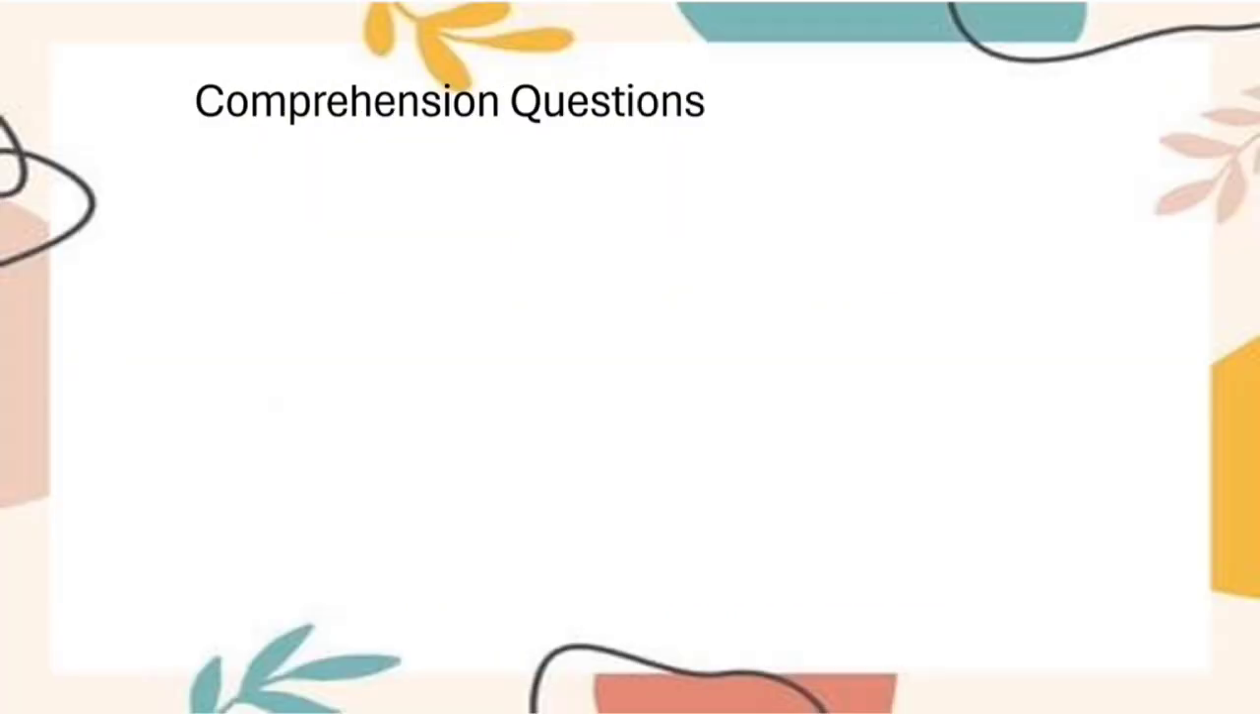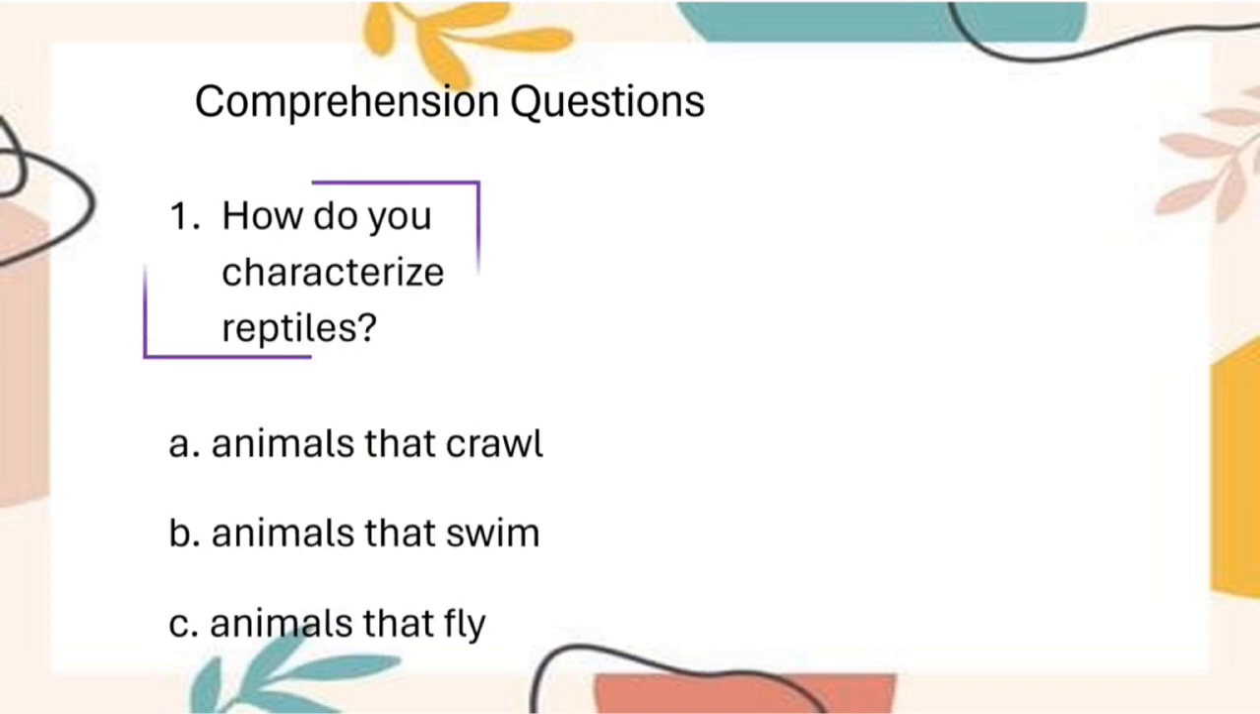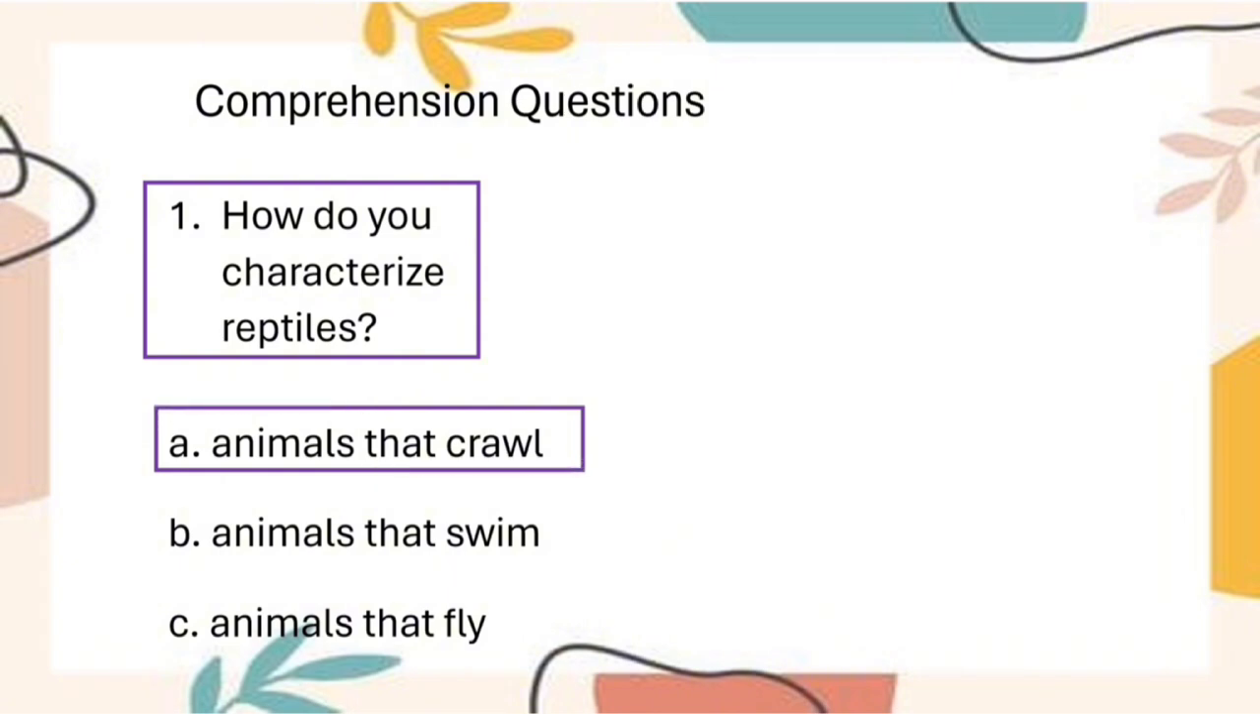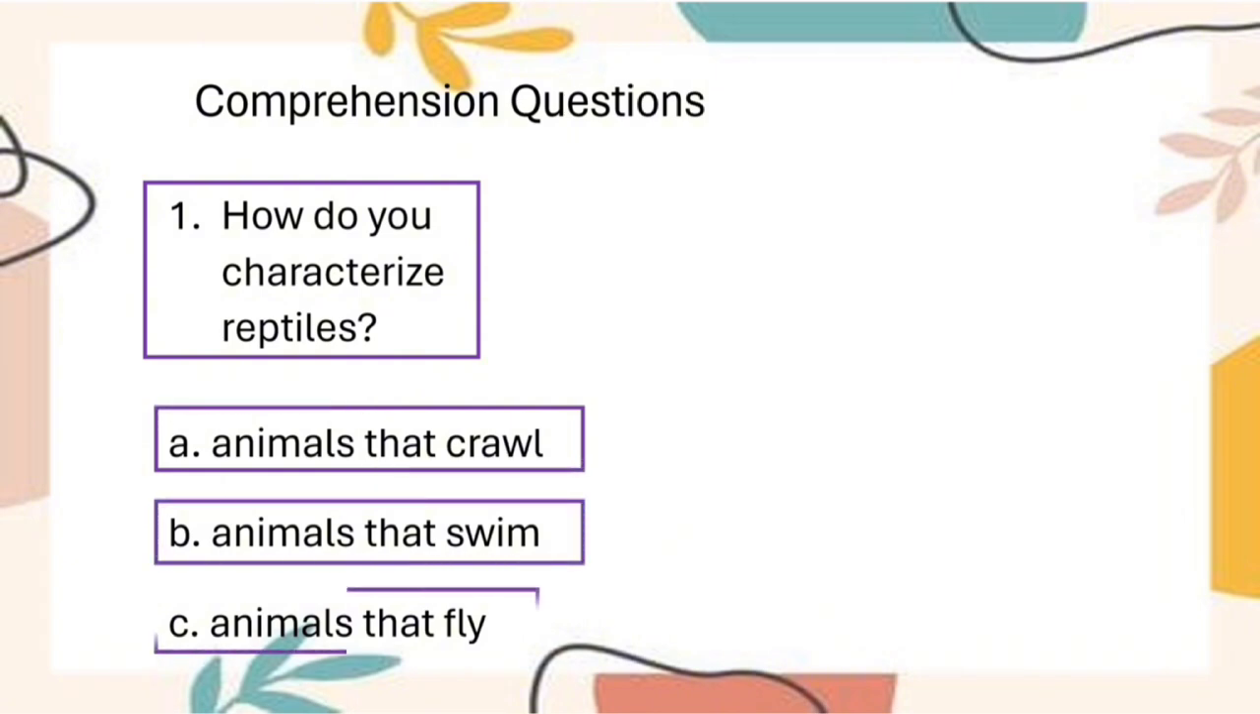Comprehension questions. Choose the letter of the correct answer. 1. How do you characterize reptiles? A. Animals that crawl. B. Animals that swim. C. Animals that fly.